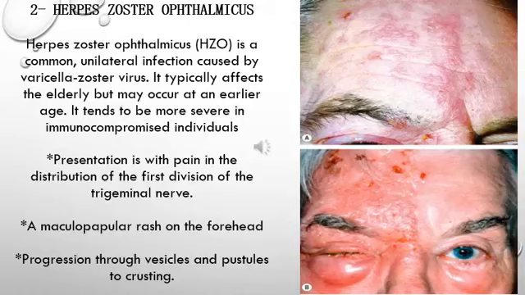Presentation is with pain in the distribution of the first division of the trigeminal nerve, with the appearance of a maculopapular rash on the forehead, along the distribution of the ophthalmic division of the trigeminal nerve, progressing through vesicle, then into pustule, then crusting.